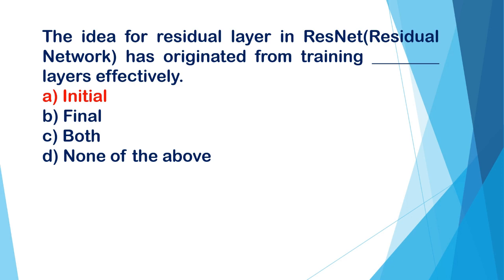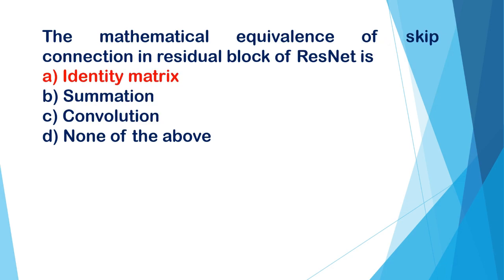A initial, B final, C both, D none of the above. And the correct option is A, initial. The mathematical equivalence of skip connection in residual block of ResNet is A identity matrix, B summation, C convolution, D none of the above. And the correct option is A, identity matrix.